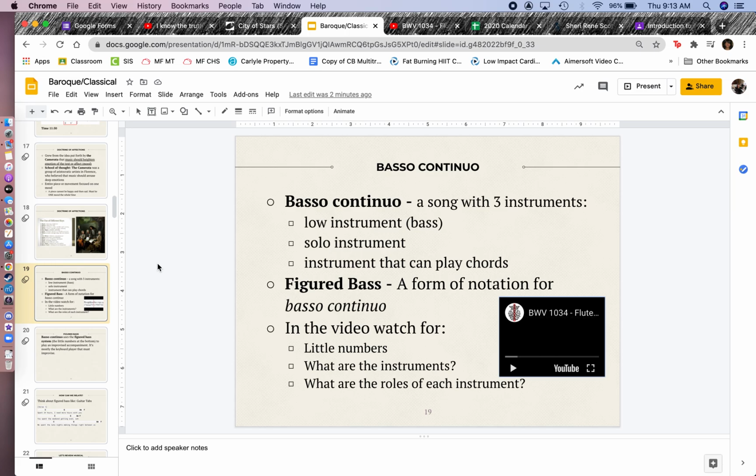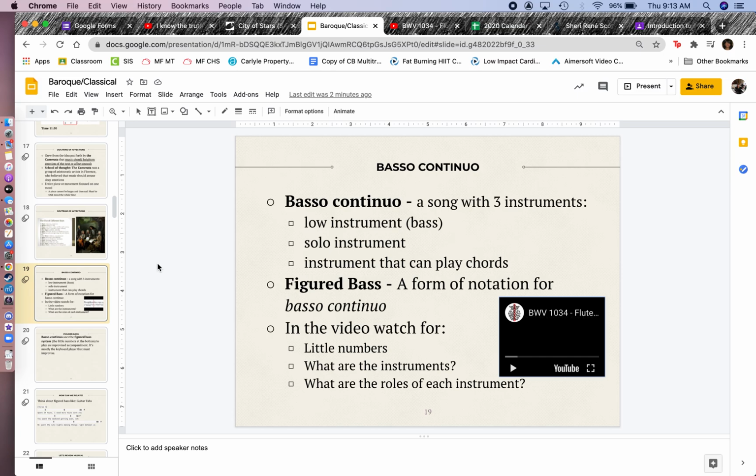A solo instrument is next. The typical solo instruments are usually flute, piano, violin. Those are the most popular ones. Then an instrument that can play chords. Well, what kind of instruments can play chords or multiple notes at once, at least easily? That could be a guitar, a lute, or some sort of keyboard instrument like an organ or a harpsichord or a piano, something that can easily play more than one note at one time.